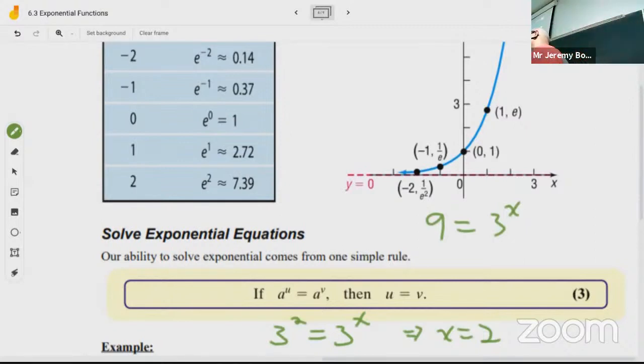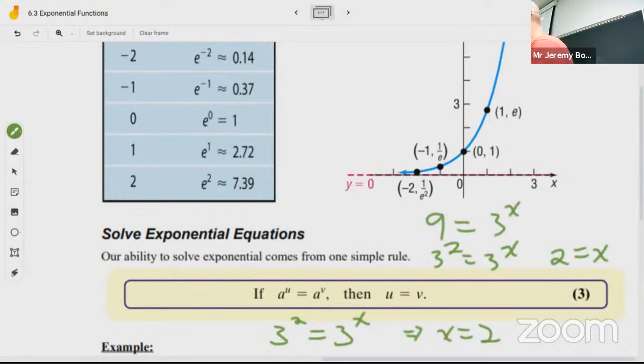But I know what to do, but I don't know... You can see it maybe, what's the word I'm looking for? Instinctively, right? Yeah. But we can also rewrite this as 3 squared is equal to 3 to the x, right? And now since we have the bases equal, 2 is equal to x once again.